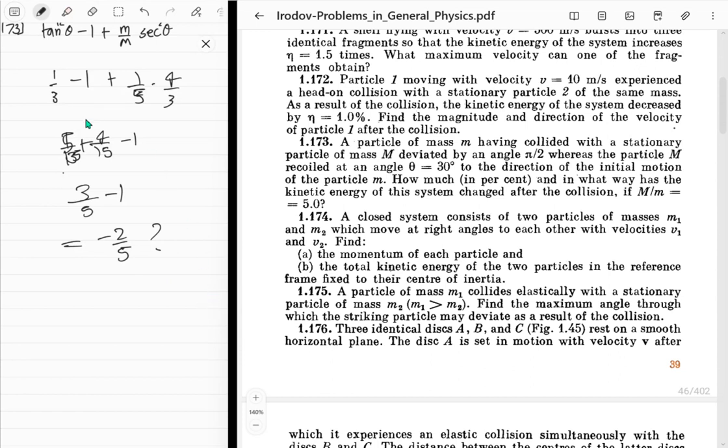Is this correct? Once again, just check it multiple times. Yes, it must be like that. Okay.